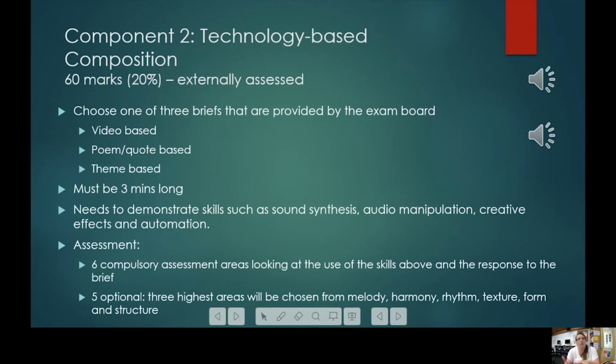There's often a poem or a quote which you can then base a composition around, or sometimes a theme. So we've had ocean themes or political themes, that kind of thing, and then you can sort of take your ideas and create a narrative around that.